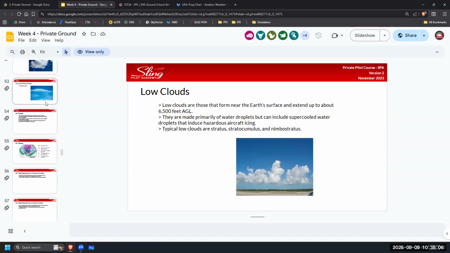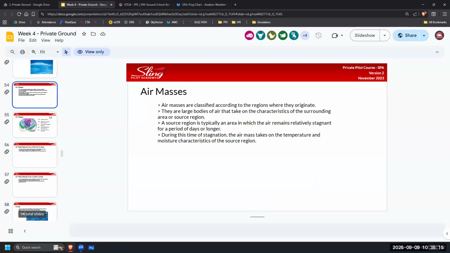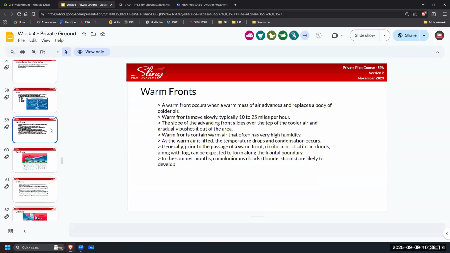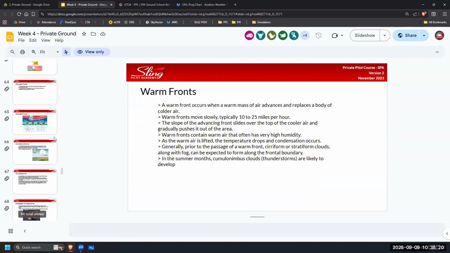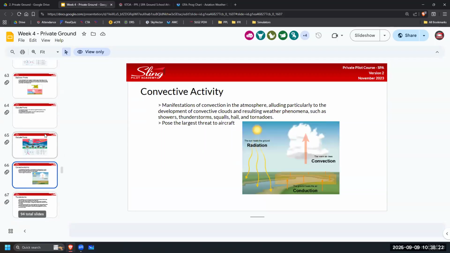Where can we find lenticular clouds? Mountaintops. Good. Okay, warm fronts. How does a warm front move? Slowly, good. What else? Like a blanket, good. So it moves slowly over top of cold air. Okay. What about a cold front?